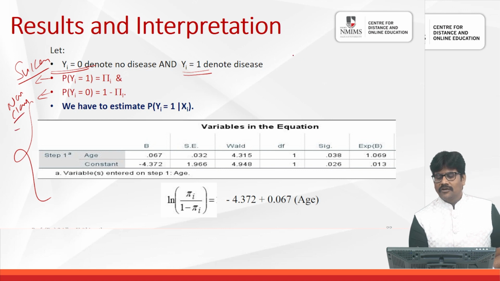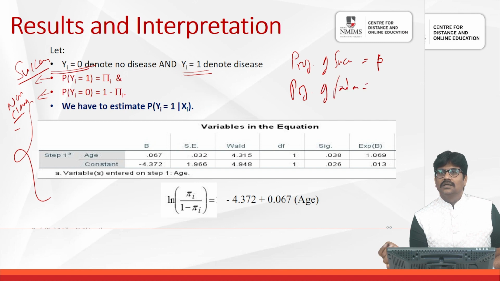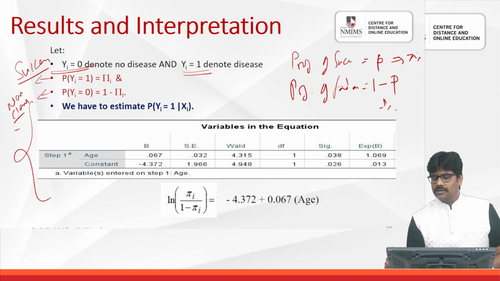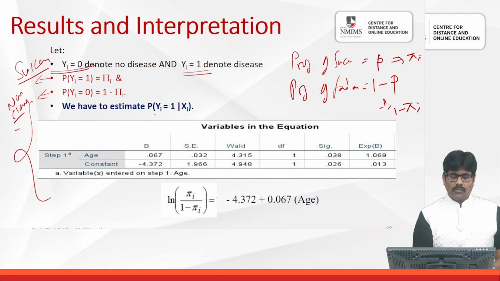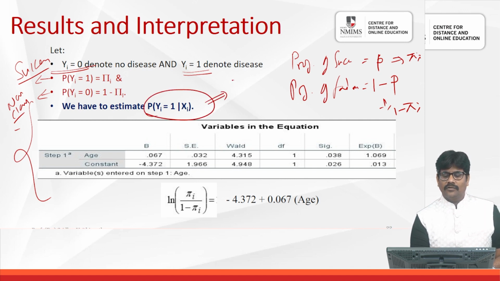Put it otherwise, if the probability of success is equal to p, then what is the probability of failure or non-success? The total probability can always be 1 only, right, so hence 1 minus p. In this case, if the probability of success is pi i, then the probability of non-success becomes 1 minus pi i, right. So that is the idea here. What we are trying to understand is that the logistic regression equation always tries to establish the probability of the success class, y is equal to 1, that is, having the disease.